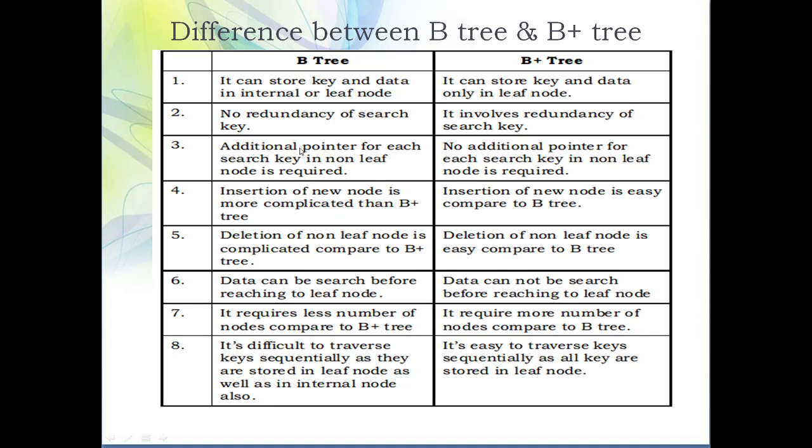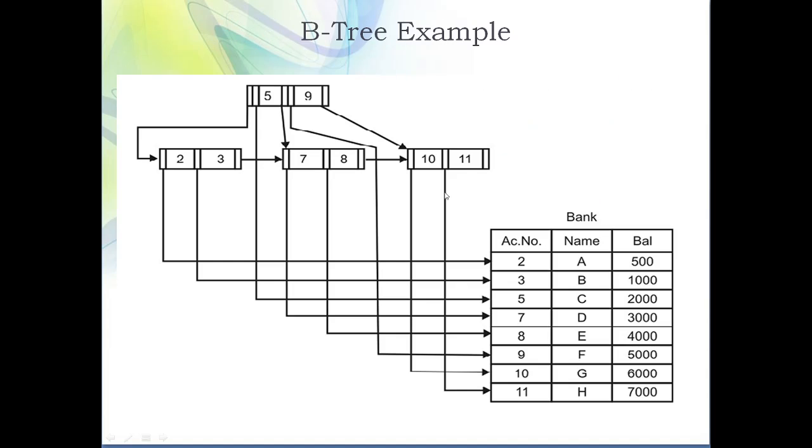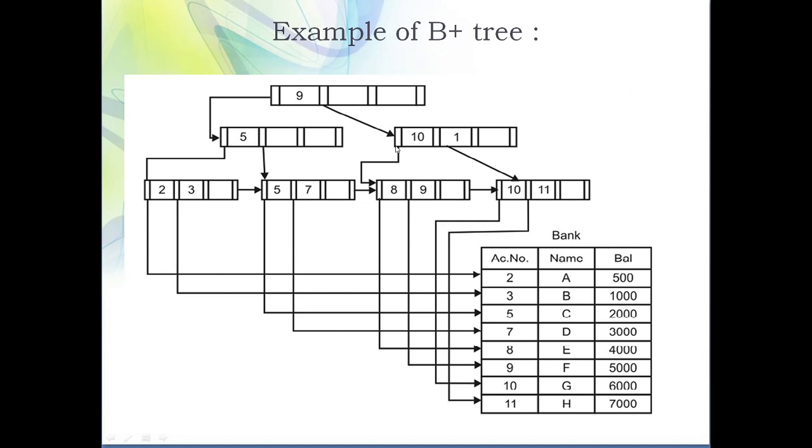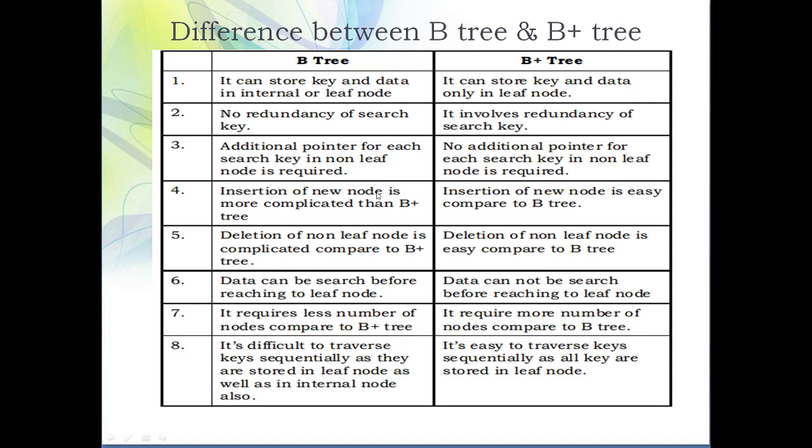Okay, then an additional pointer is required in case of B-tree, but in case of B+tree, no additional pointer. What is an additional pointer? This is the additional pointer that we require in B-tree, but which is not required in a B+tree. Then insertion of a new node is somewhat complicated in B-tree as compared to B+tree. Similarly, deletion of a non-leaf node is somewhat complicated in B-tree as compared to B+tree.